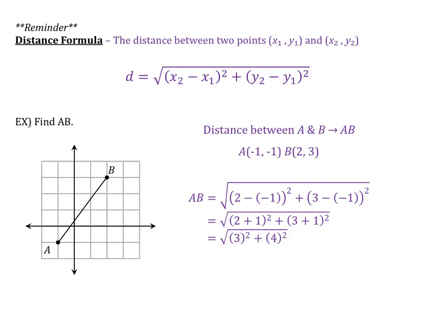So I can simplify this further to the square root of 3 squared plus 4 squared. So we have the square root of 9 plus 16, which simplifies to the square root of 25. So that means the length of AB is equal to 5.